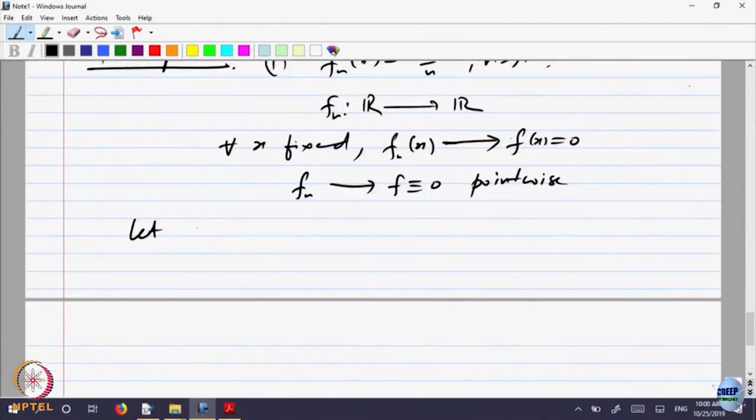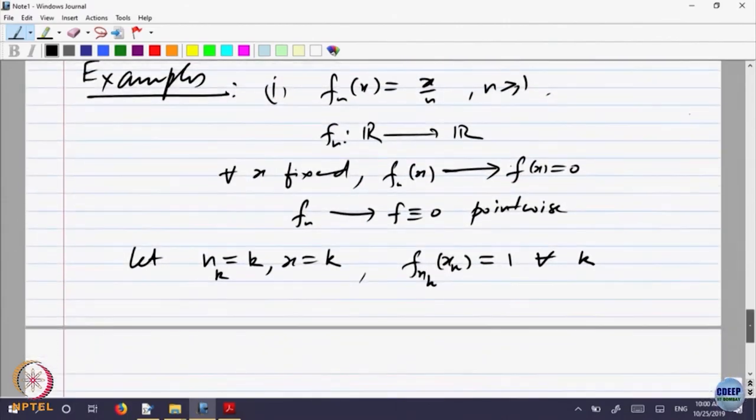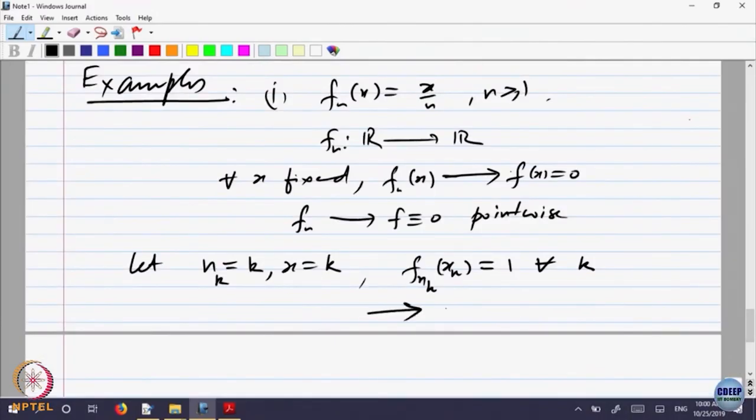Let us take n_k equal to k, and x also equal to k. n_k is the number equal to k, and the point x_k is in the real line. So, what is f_{n_k}(x_k)? That is equal to 1 for every k, right? It is x by n, so it is equal to 1 for every n. That does not converge to f(x_k), which is identically 0. f is the function which is identically 0, so f at each x_k is 0. That implies f_{n_k}(x_k) does not converge to f(x_k).